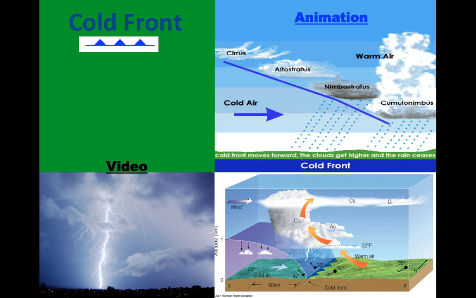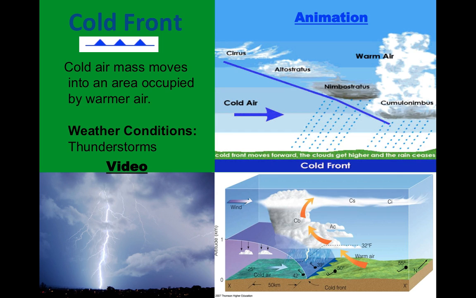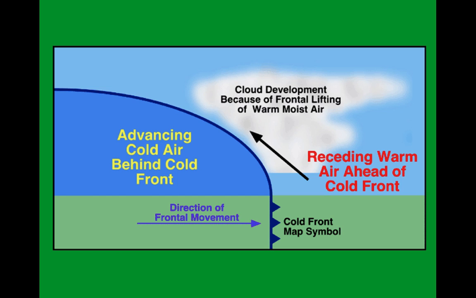And then we have the cold front, and you see the weather map symbol for the cold front here, which is a blue triangle or blue triangles. Cold fronts form when a cold air mass moves into an area that was occupied by warmer air. What happens here is the cold air is very dense. It's going to force itself underneath the warm air, and this is going to cause lots of thunderstorms to develop. And here's a diagram showing you that.